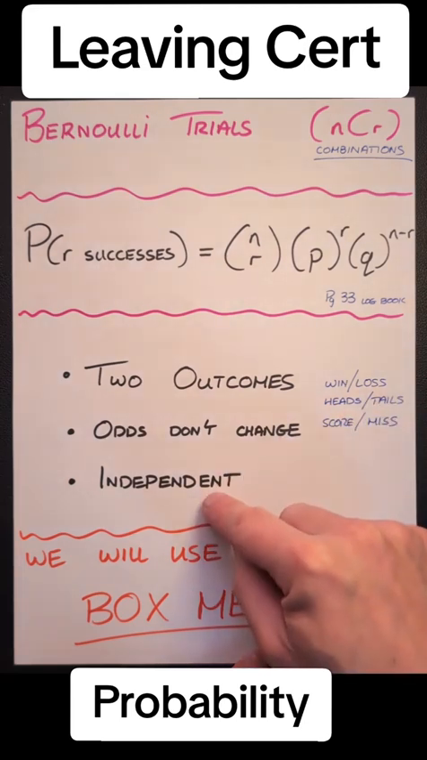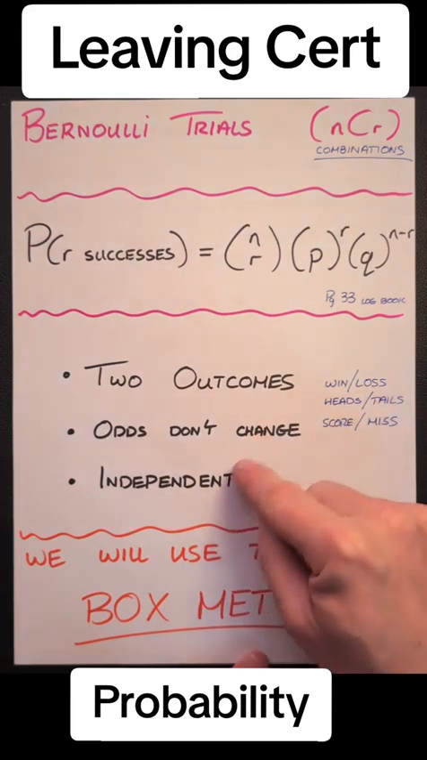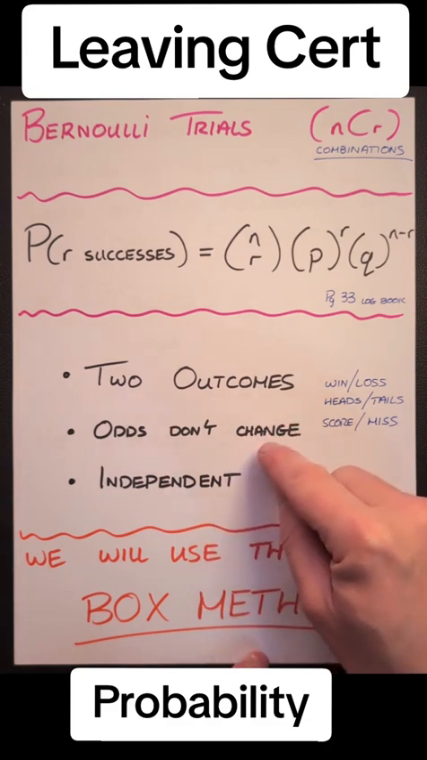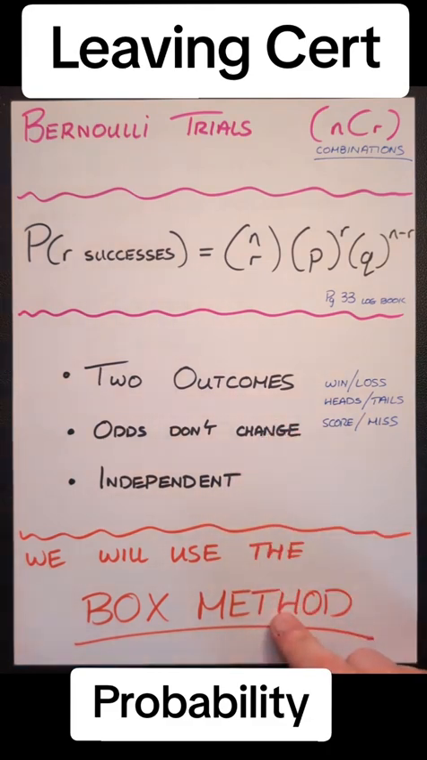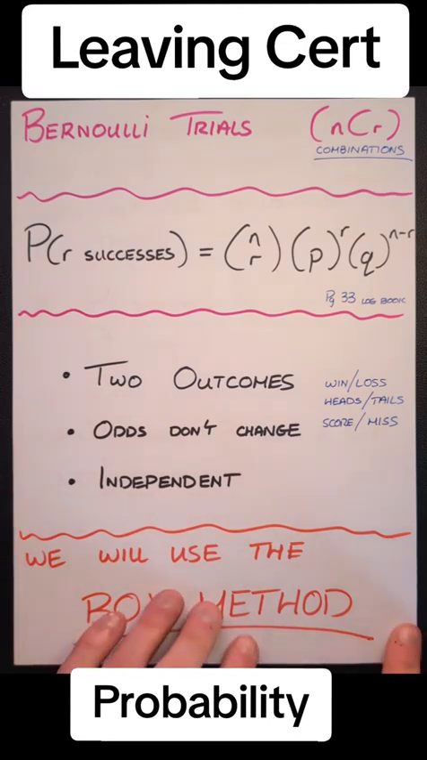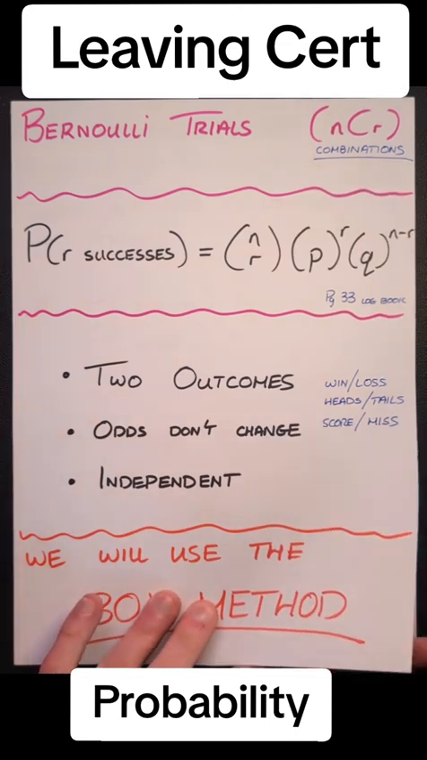And the trials should be independent, so again, that's just similar to the odds don't change, they don't affect one another. I'll use this thing called the box method, all right? So I'm sure other teachers use this as well, but it takes a tiny bit longer to do, but it's easier, I think, to understand. And I just think in general these questions are confusing, maybe.